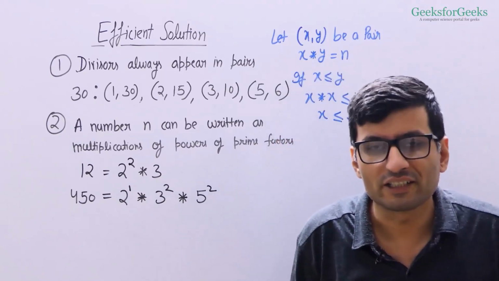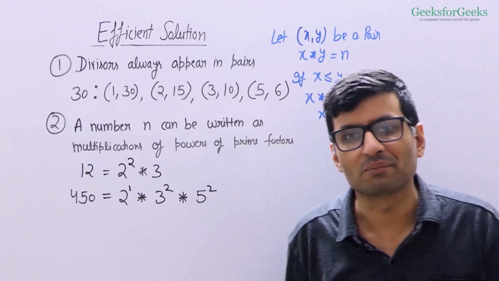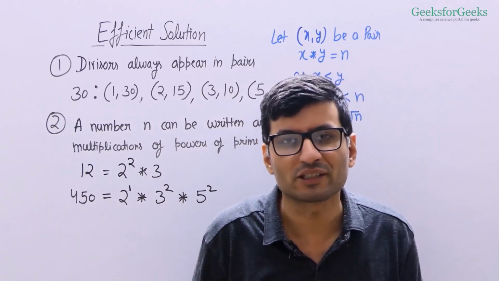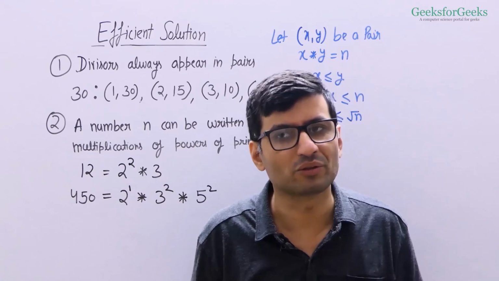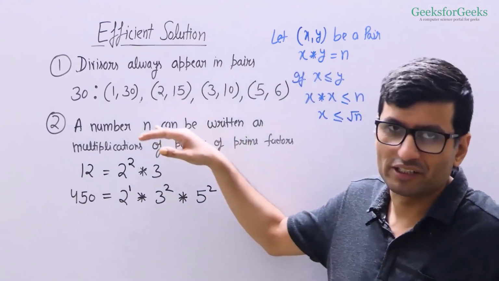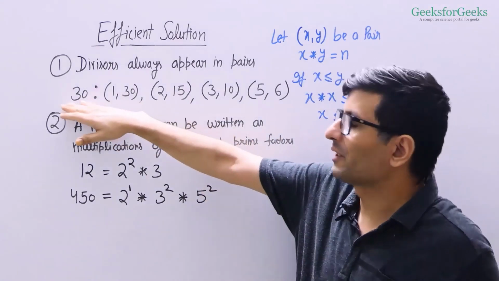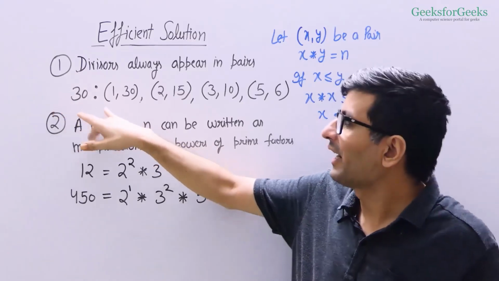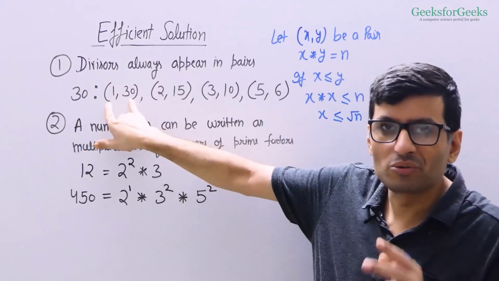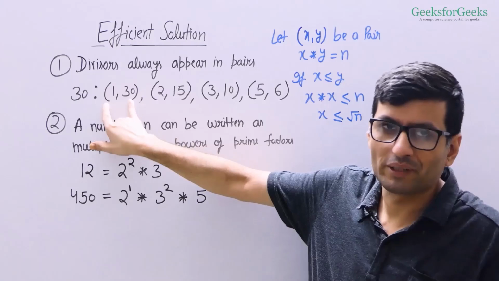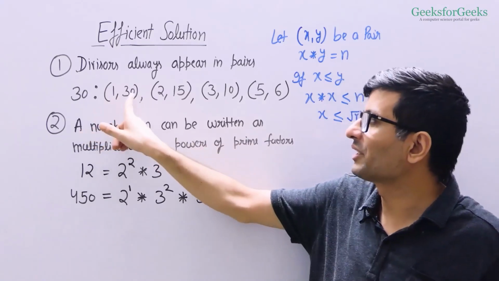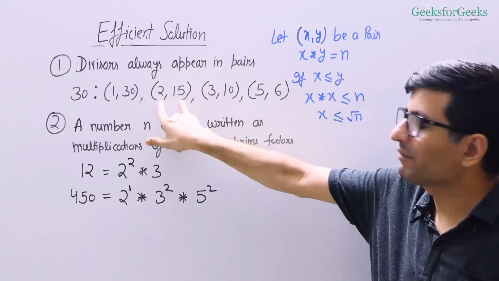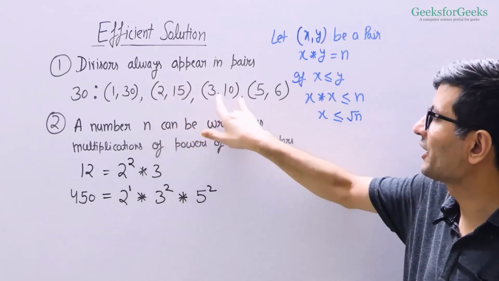The first idea is that divisors of a number appear in the form of pairs, and this idea has been discussed in the prime number checking video also. So this is the same idea that we discussed there. For example, if there is a number 30, and if I talk about all of its divisors, I can notice that 1 and 30 are two divisors. They form a pair. If you divide 30 by 1, you get 30, and if you divide 30 by 30, you get 1. Similarly, we have other pairs: 2 and 15, 3 and 10, 5 and 6.